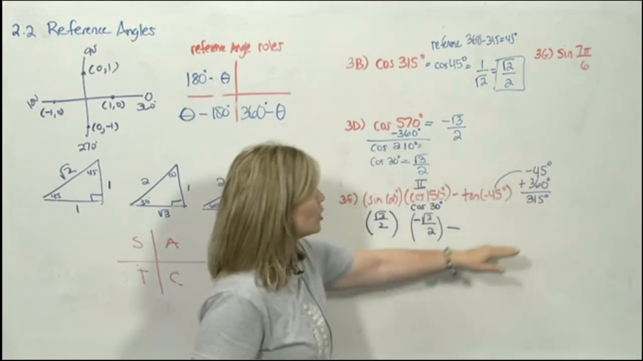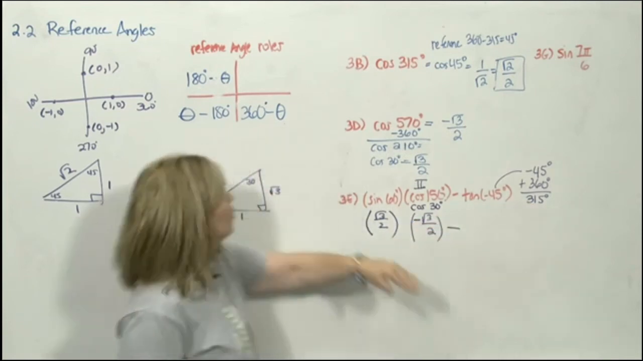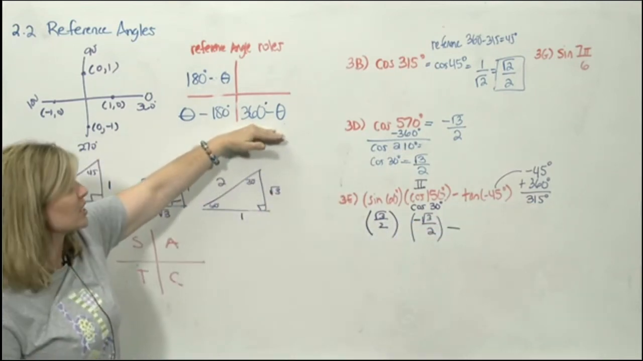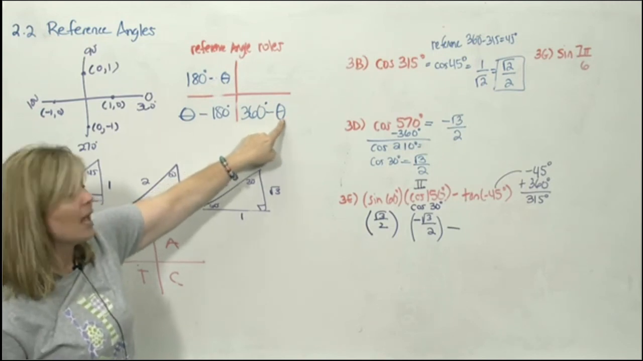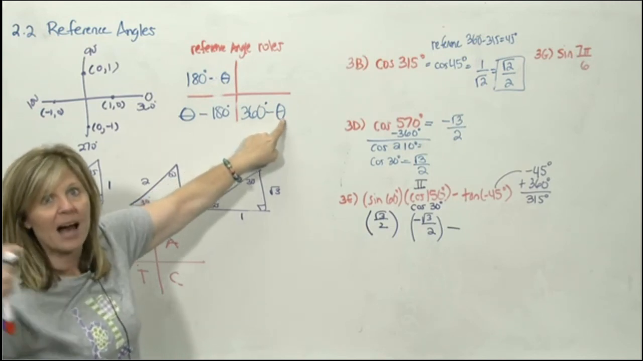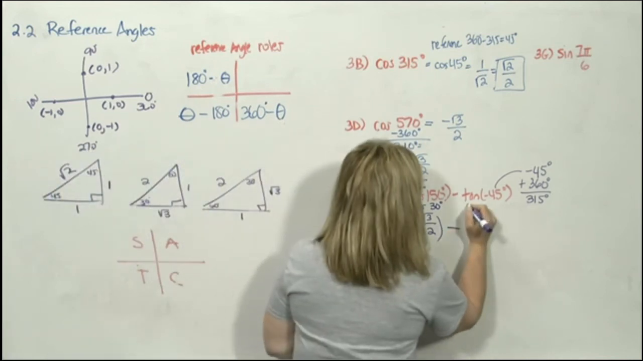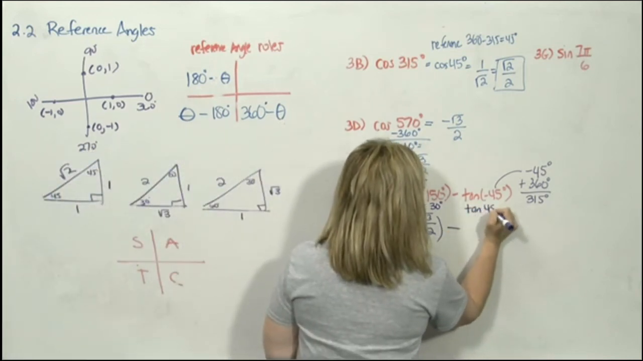Now I know what quadrant. I'm in quadrant what, y'all? 4. What's the reference angle? 360 minus 315 happens to be positive 45. So we're really looking up here the tangent of 45.